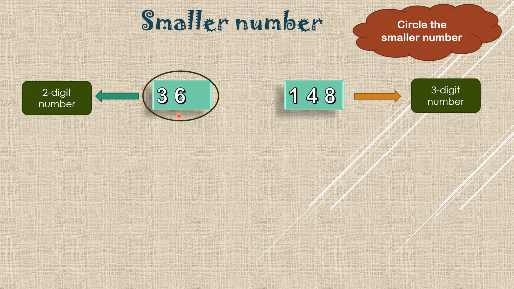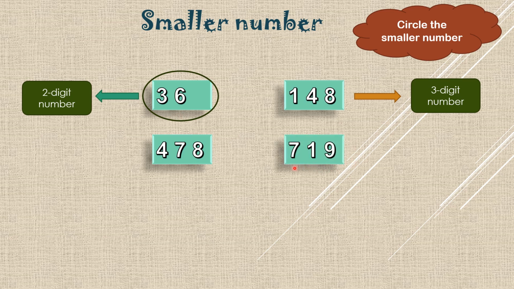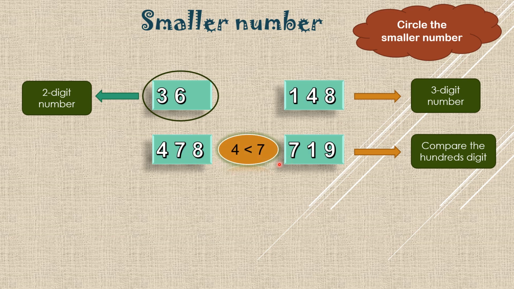Coming to the next example, 478 and 719. Both are 3-digit numbers here. So we'll come to the second rule, which is comparing the hundreds digit. 4 in the first number and 7 in the second number. We can clearly see that 4 is smaller or lesser than 7, which says 478 is the smaller number. So we need to circle 478 here.